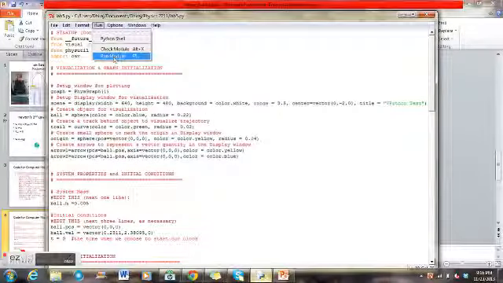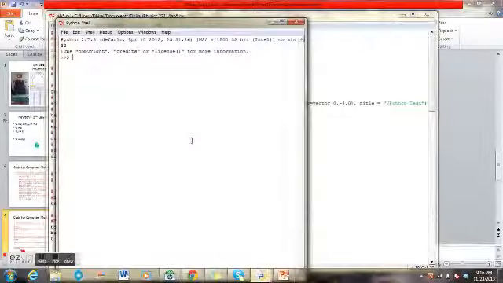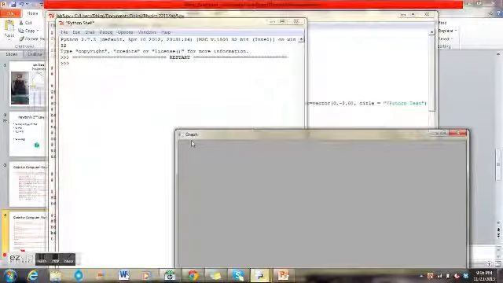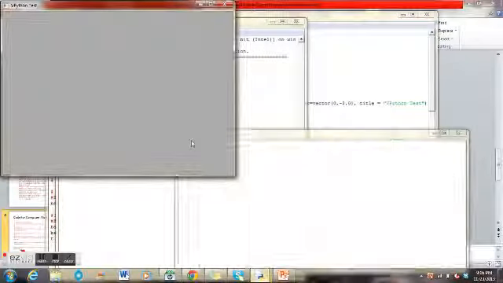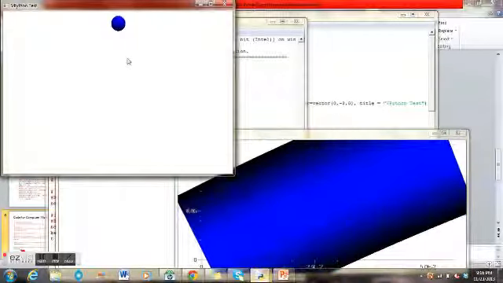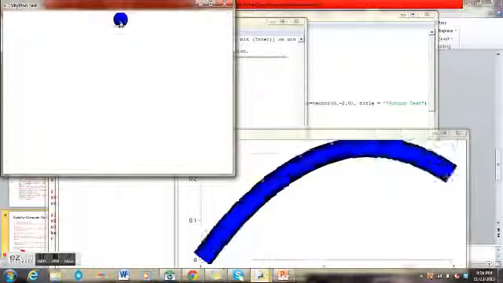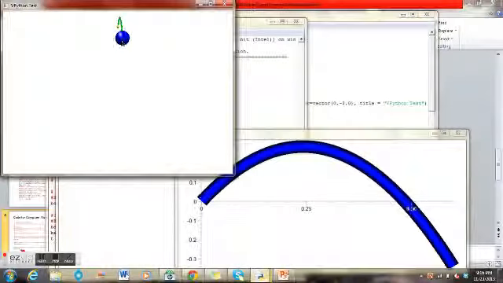Now let's run the model to see what it looks like. We see that the ball is moving up, and after a while it comes back down. This is the type of motion that we would expect. Here the graph shows the motion of the ball in the y direction.